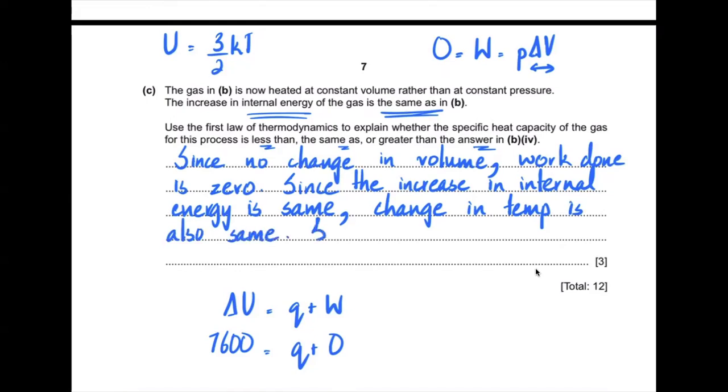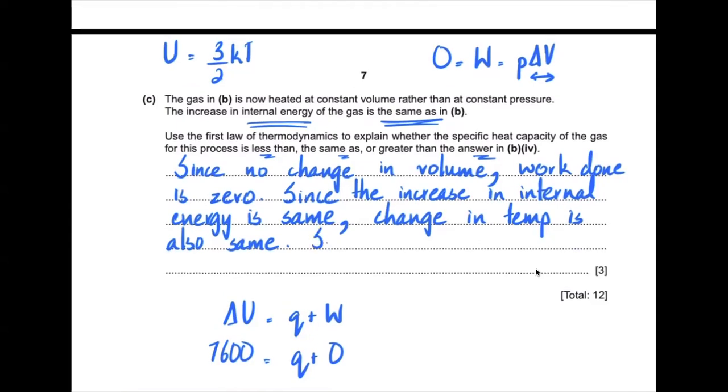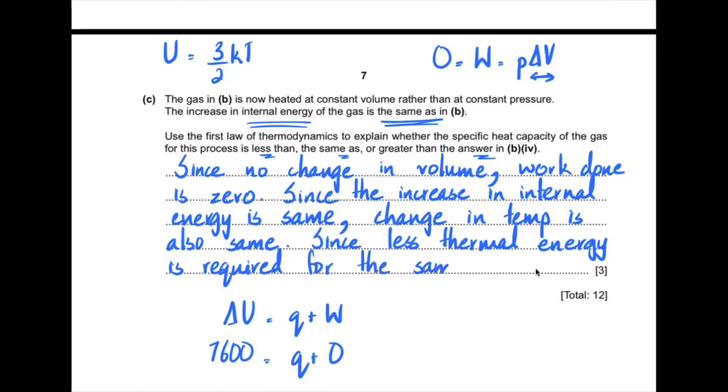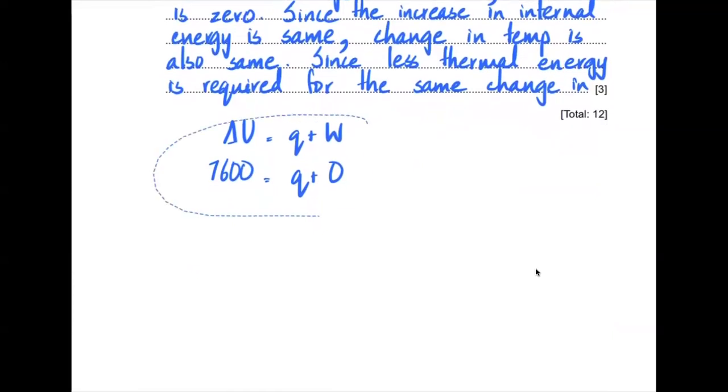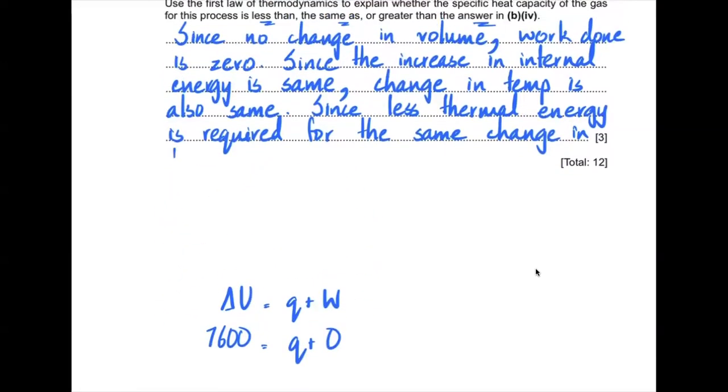And then you say since less thermal energy is required for the same change in temperature and obviously the same mass as well, specific heat capacity is lower. I'm just writing down symbols here to save time, but in your exam you should write it out fully. Moving on.